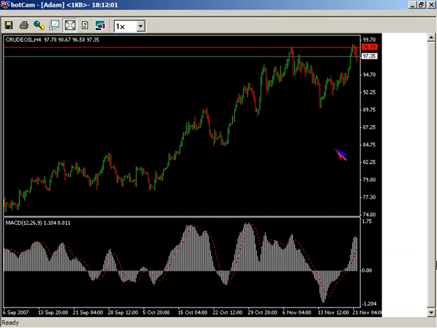I love it. A double top pattern occurs when the market touches the same price level twice. Now, a triple top occurs when the same thing happens 3 times.